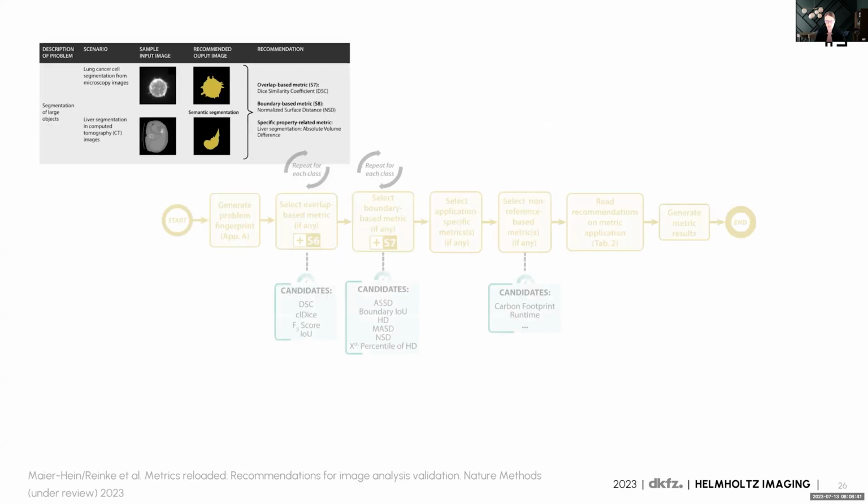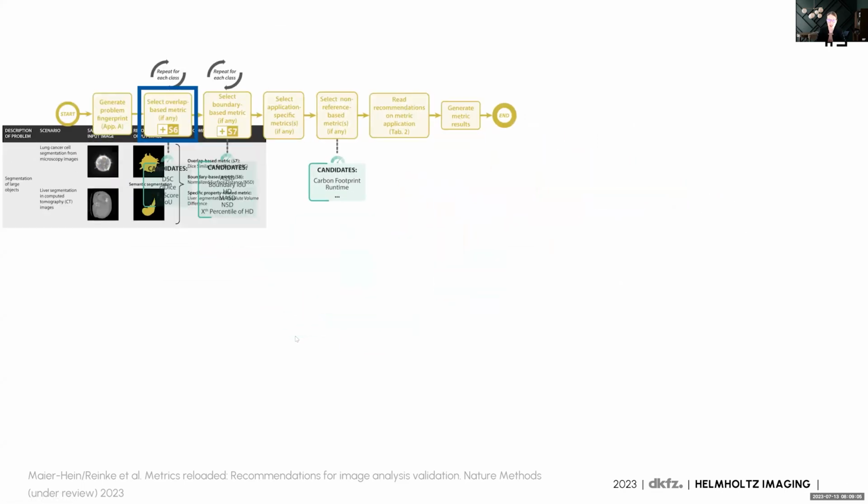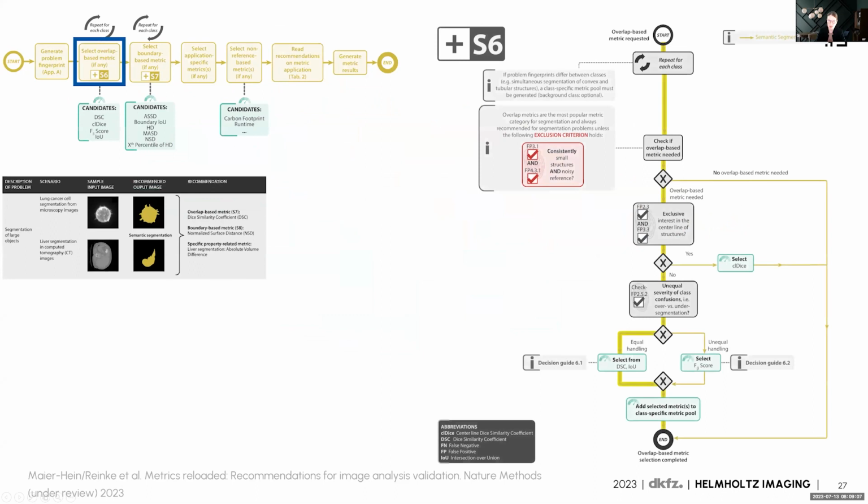Again, let's have a look at how the pipeline looks if we only look at semantic segmentation, and it directly looks much easier, right? We don't have so many things to keep in mind. We start with generating the problem fingerprint, and then we select an overlap-based metric, a metric measuring the pixel overlap between the reference and the prediction. We have 4 candidates, and let's have a look at how this decision tree actually looks.